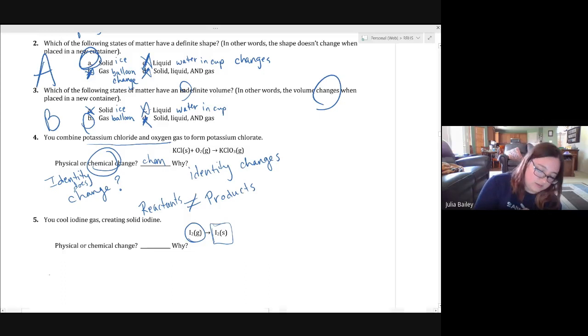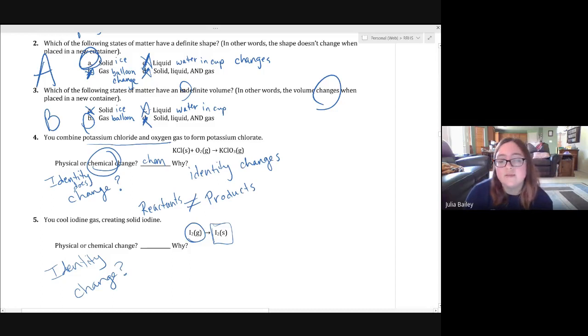And you have to, again, ask yourself, does the identity change? Well, if I have the element iodine at the beginning and I have the element iodine at the end, is that the same stuff at the beginning as at the end? And yeah, that's the same stuff. The identity does not change. If the identity does not change, that's a physical change.